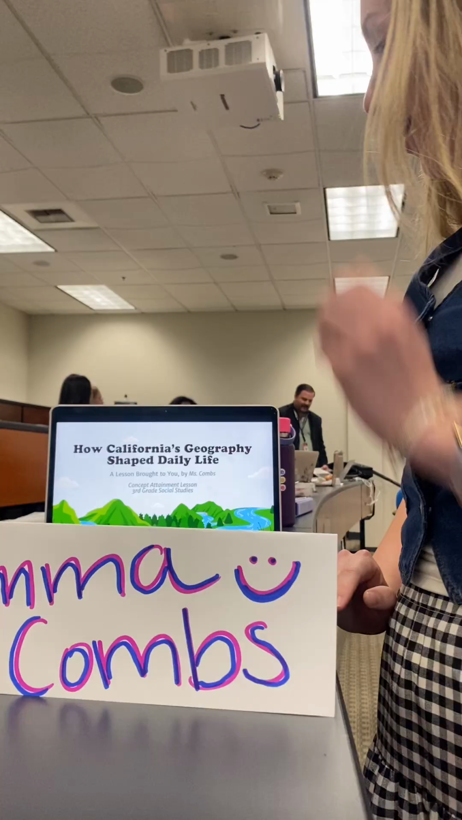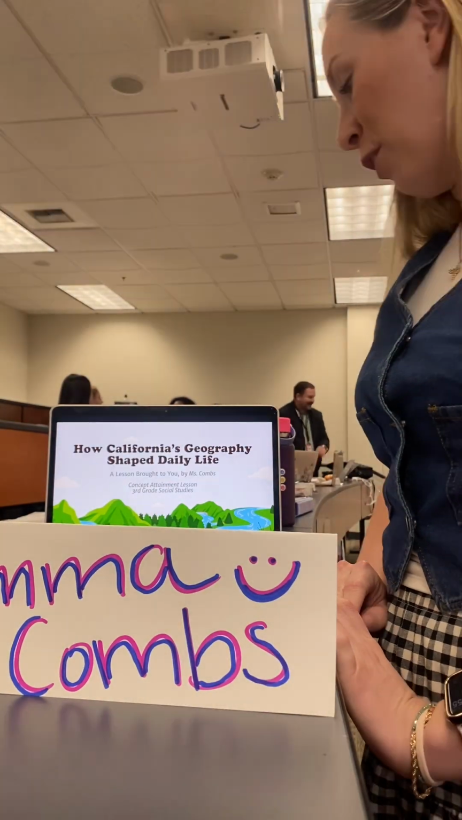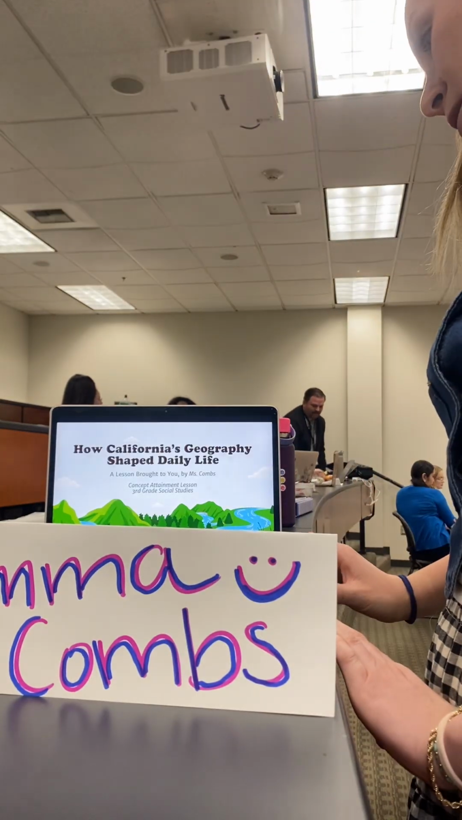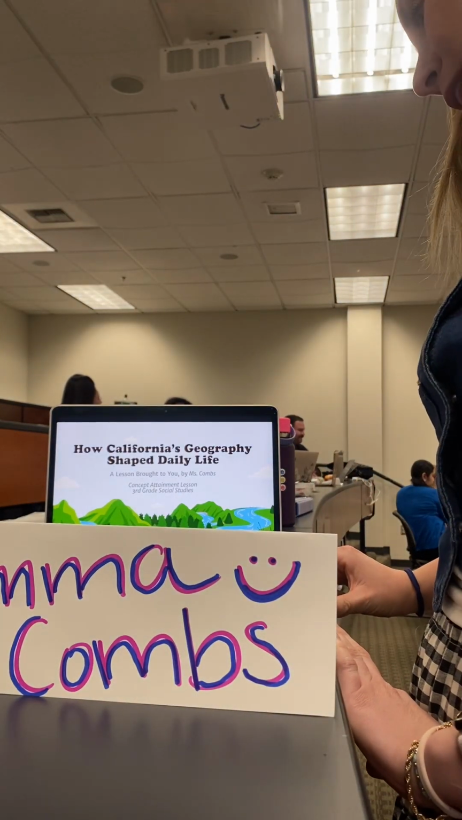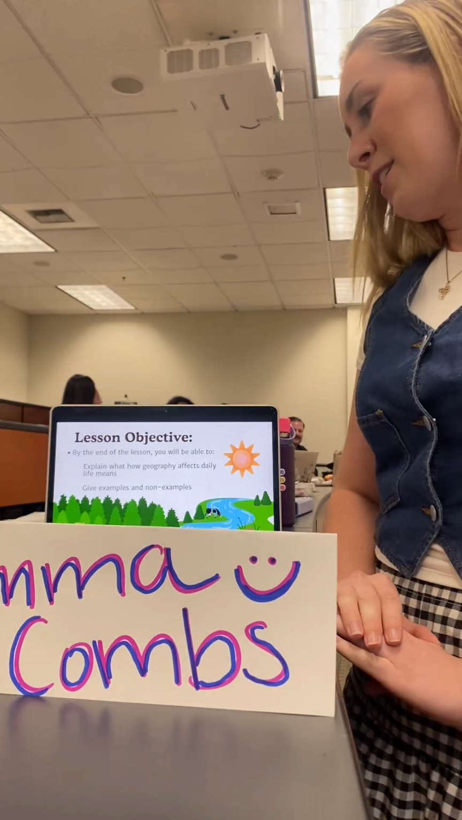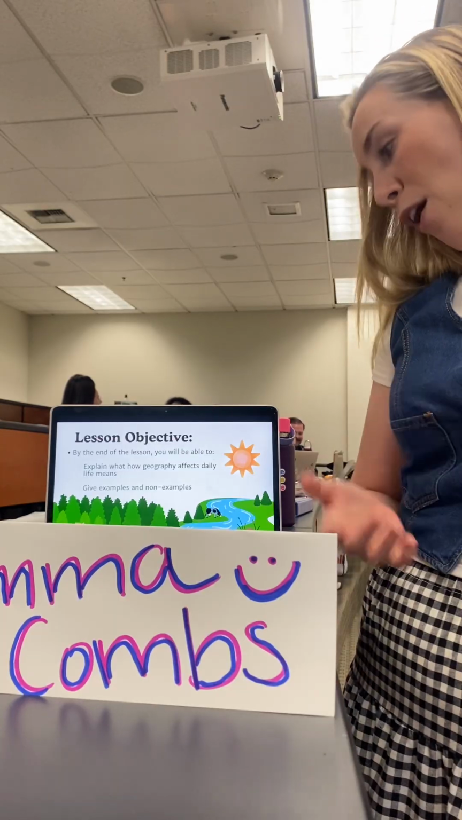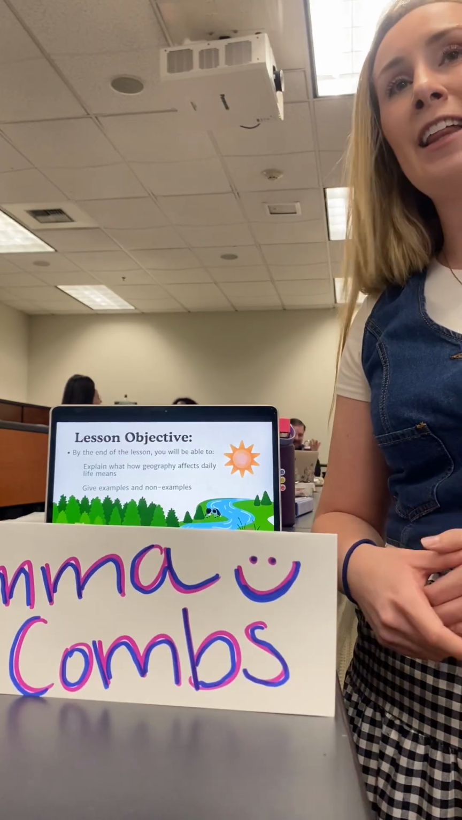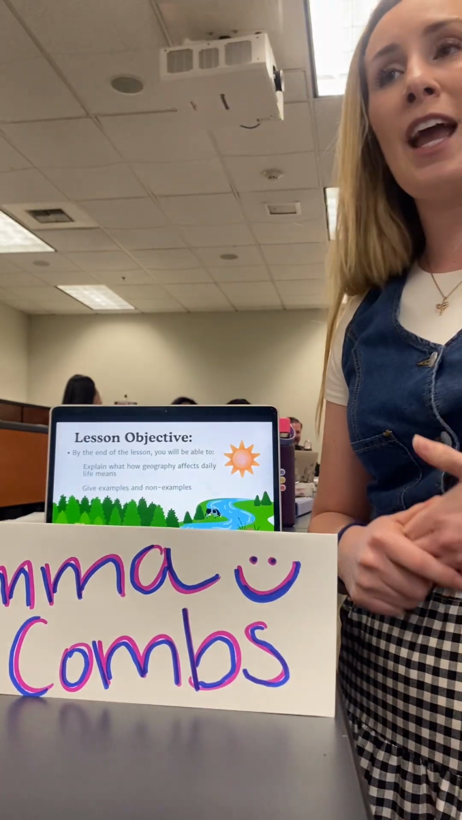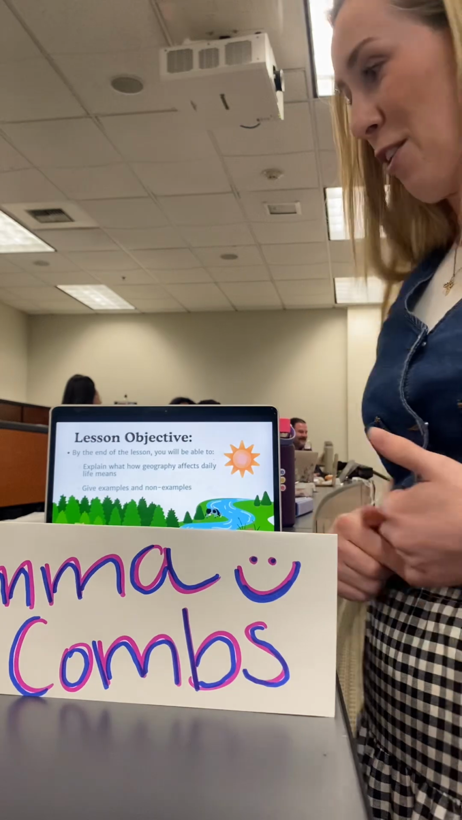Today we are going to continue going over our concept of how California's geography shaped daily life. This is our concept attainment lesson with Miss Combs. Today's objective: by the end of our lesson, you will be able to explain how geography affects daily life, and you'll be able to give me examples and non-examples of how geography affects daily life, okay?